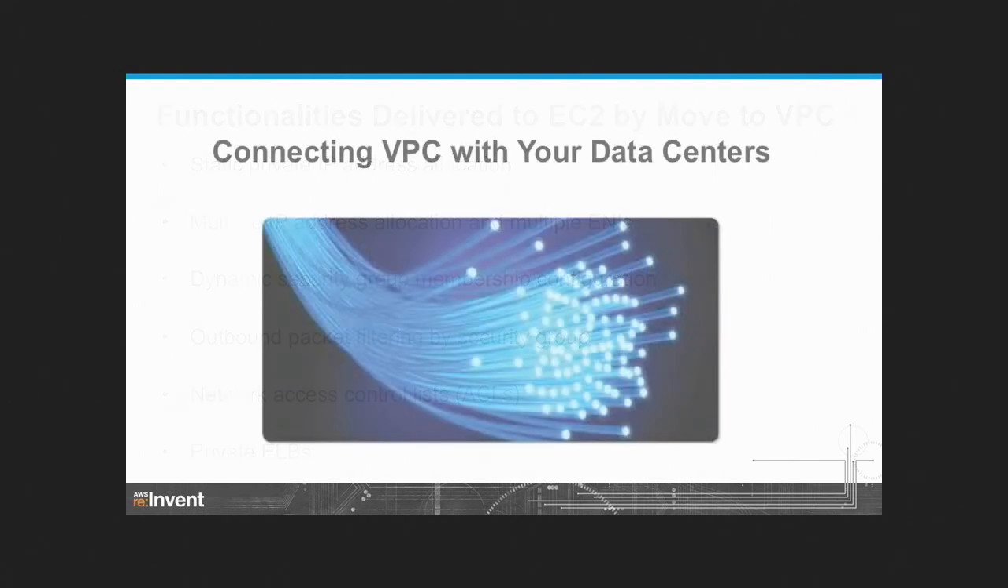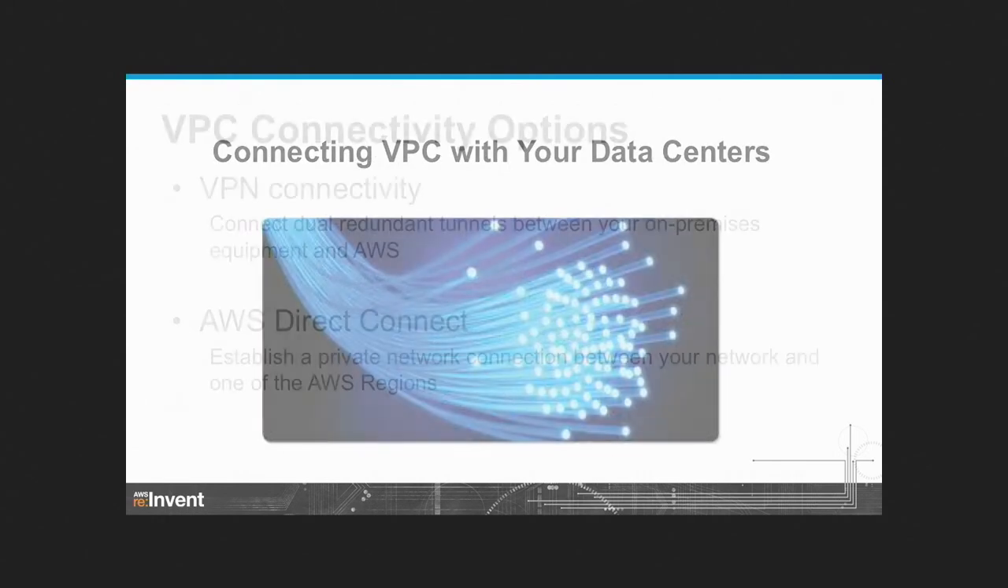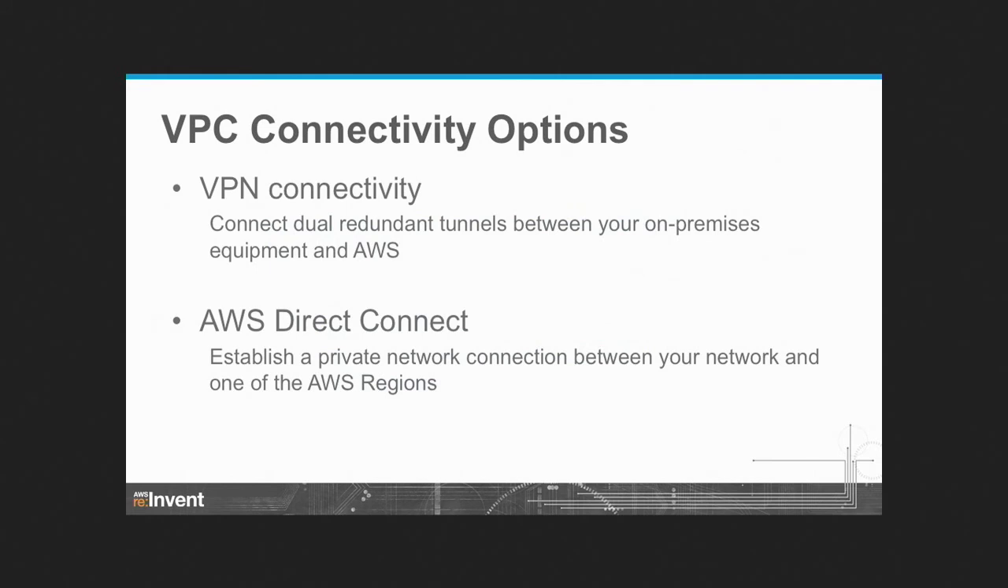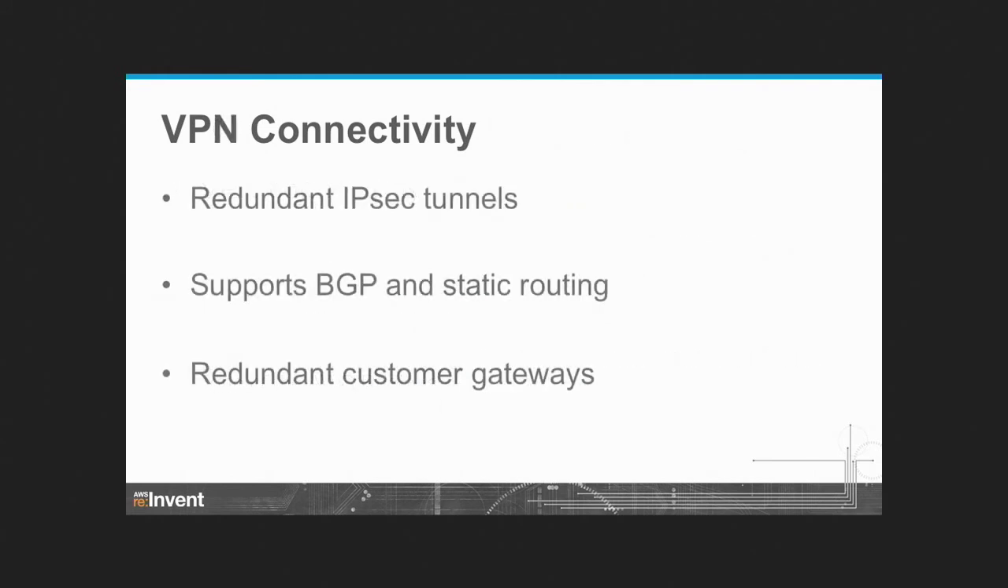Okay, so let's shift gears into how to connect VPC with your data centers. First off, there are two options, VPN connections or Direct Connect. For a VPN connection, you can do redundant IPsec tunnels. That's what's recommended. This also supports BGP or static routing, so you can say, here are the routes from my particular data center that I want the VPC to know about over the VPN connection, or you can say I'm going to exchange routes over BGP. You can also run redundant customer gateways to build in some redundancy on the LAN side.